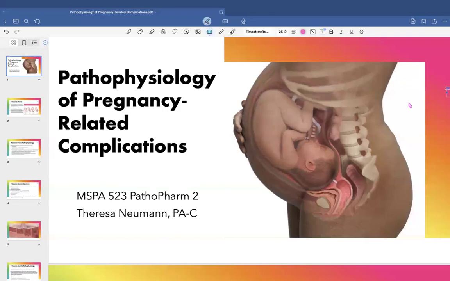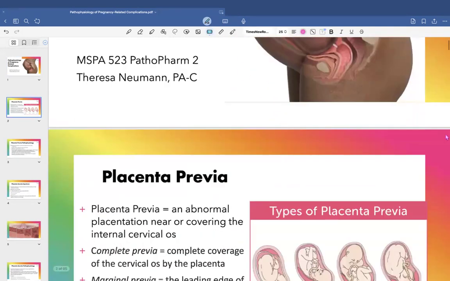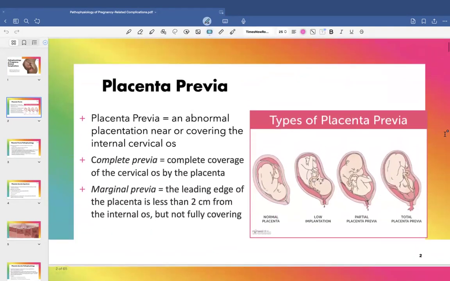We're going to start with the pathophysiology of different complications related to pregnancy. In order to do that, we're going to start with some short videos. I think this is helpful in understanding some of the processes.